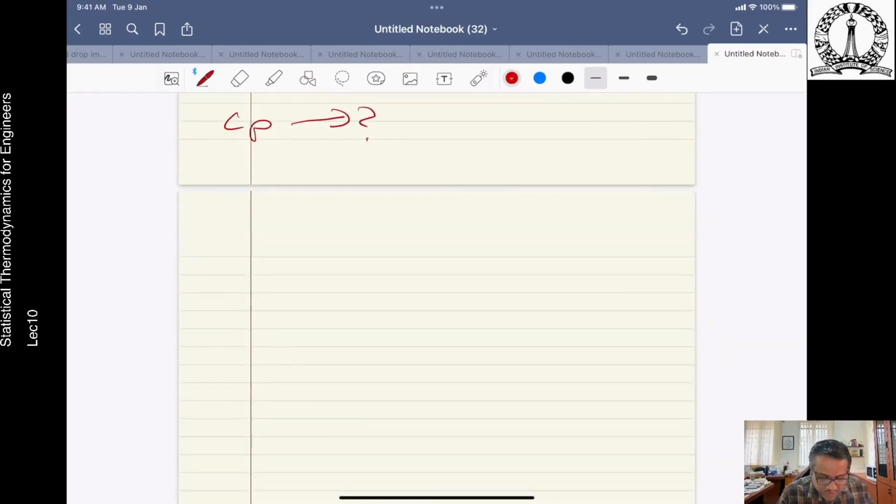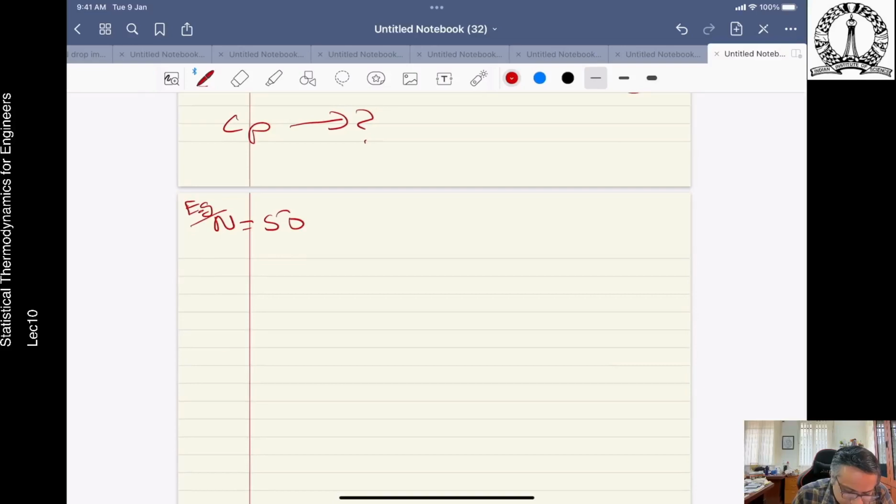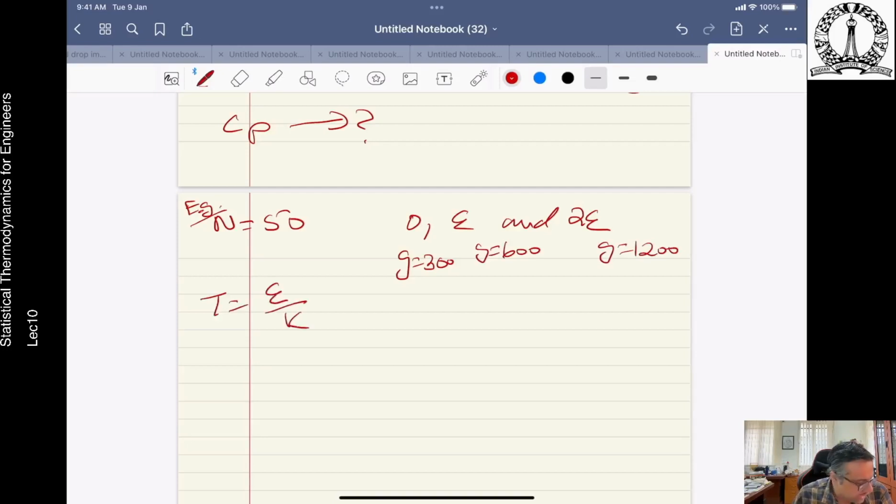Okay, now let's do a small practice problem. So again, we assume that n is equal to 50. Okay, this is an example. There are three energy levels once again, that's 0, E, and 2E. We are taking the same example: g is equal to 300, g is equal to 600 and g is equal to 1200. Okay, temperature is given by E by K. Our task is to find out U and S. S would be from Z.